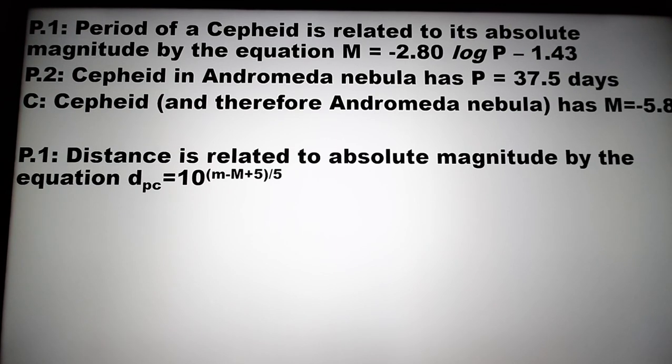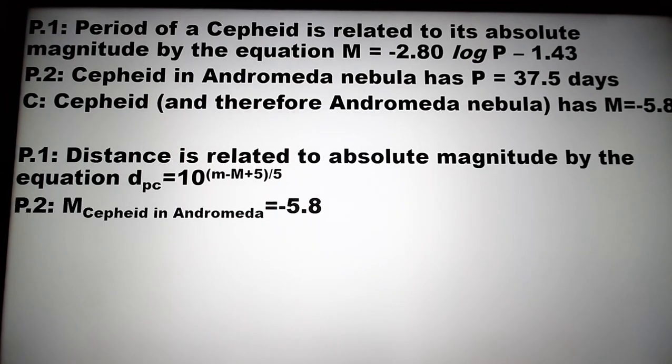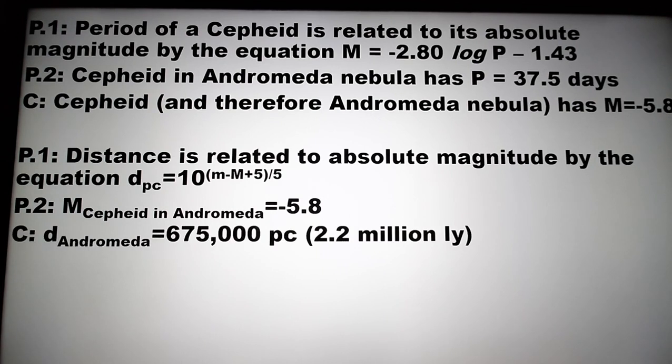A little more deductive reasoning. The distance to an object in space is related to its absolute magnitude by the equation d in parsecs is equal to 10 to the exponent (m minus M plus 5) divided by 5, where little m is the apparent magnitude and big M is the absolute magnitude. That's a general concept. The specific detail here is that the absolute magnitude of the Cepheid in Andromeda was negative 5.8. We also need to know the apparent magnitude, which can be measured by photometry. And the conclusion we draw is that the distance to the Cepheid in Andromeda, and therefore the distance to Andromeda, was 675,000 parsecs, or 2.2 million light years.